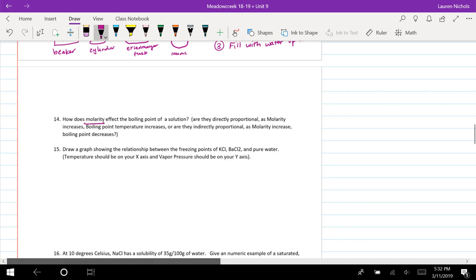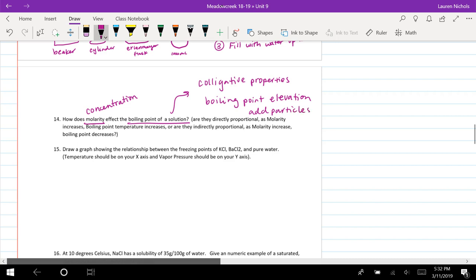Okay, so remember, molarity measures concentration. And so when we're talking about boiling point of a solution, remember one of the colligative properties that we learned was about boiling point elevation. That was a key word. And so what that meant is if you added particles to something, you changed the boiling point. You increased the boiling point.